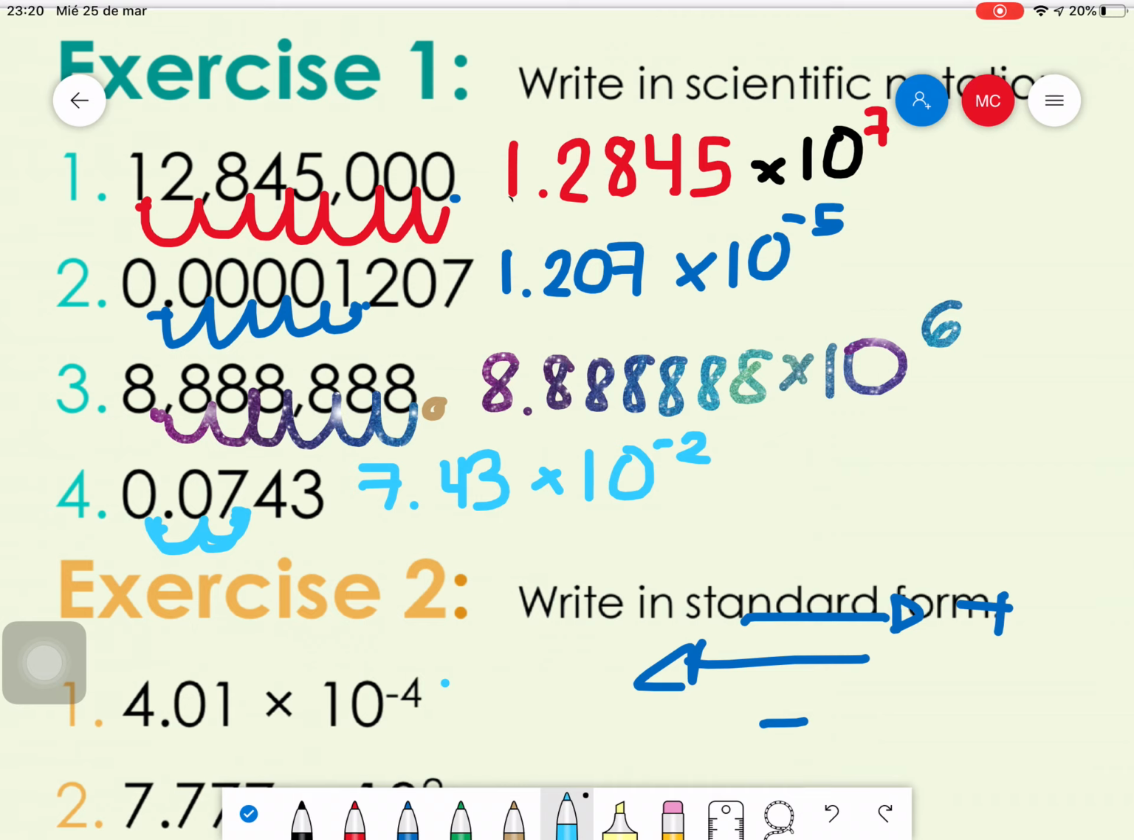El punto que mueves es el punto que tú pones después del primer dígito, ¿ok? That was the first exercise.